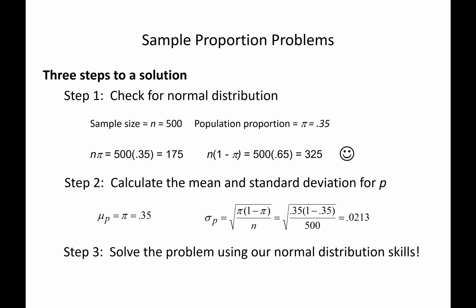The third step is to use what we know about the normal distribution and calculate the probabilities that we're interested in, because all we have now is a normal random variable with a mean of 0.35 and standard deviation of 0.0213. So this takes us back to what we did earlier in the course with the normal distribution.